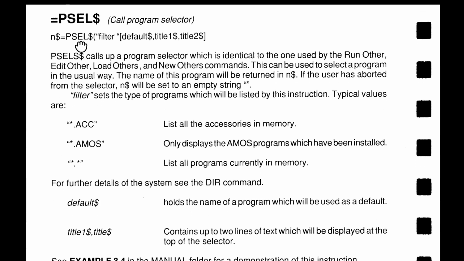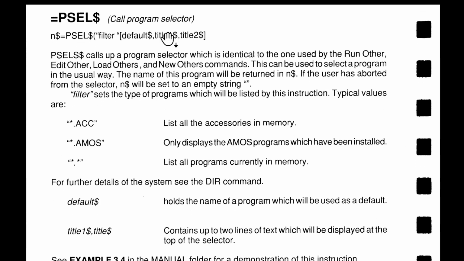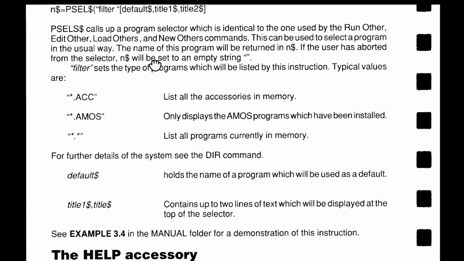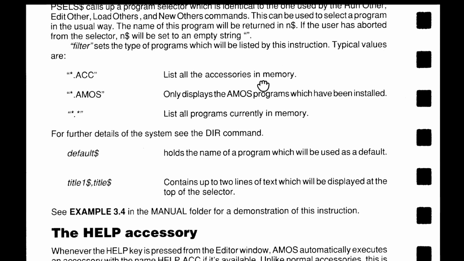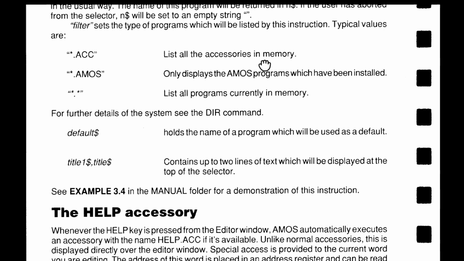Wend. Equals PSEL dollar, call program selector. N dollar equals PSEL dollar, filter default dollar title 1 dollar title 2 dollar. PSEL dollar calls up a program selector which is identical to the one used by the run other, edit other, load other, and new other commands. This can be used to select a program in the usual way. The name of this program will be returned in N dollar. If the user has aborted from the selector, N dollar will be set to an empty string.